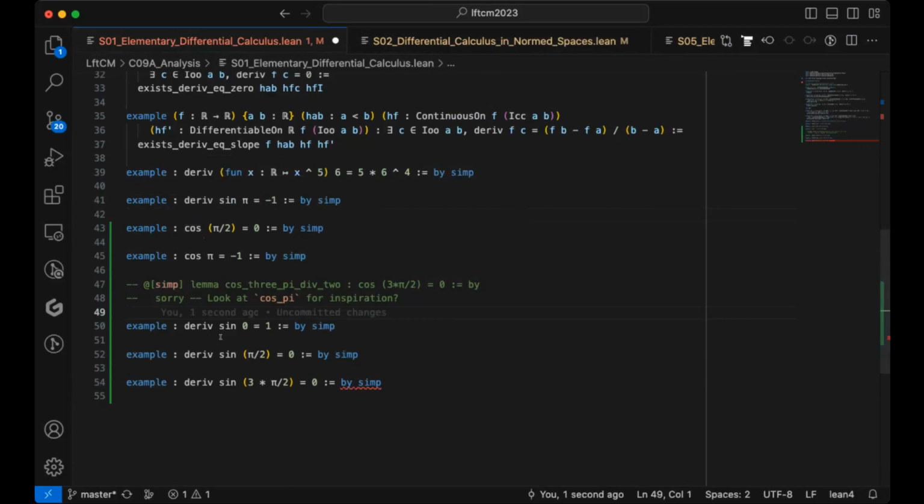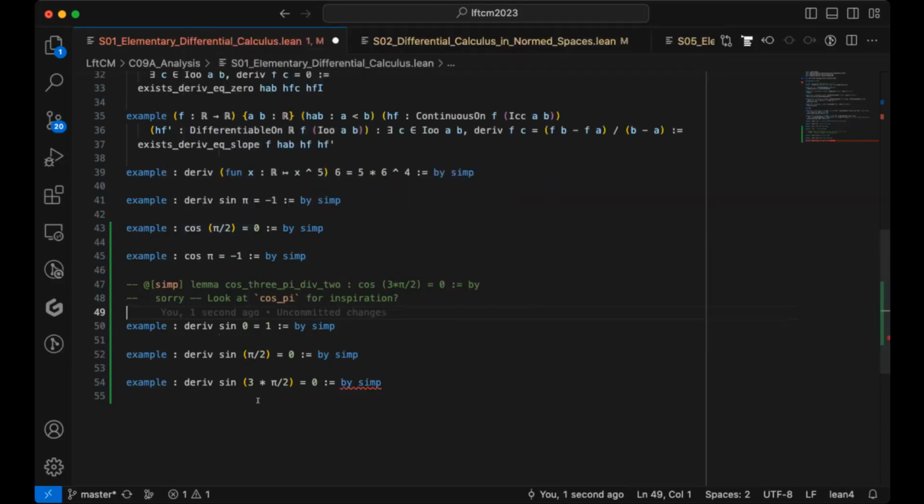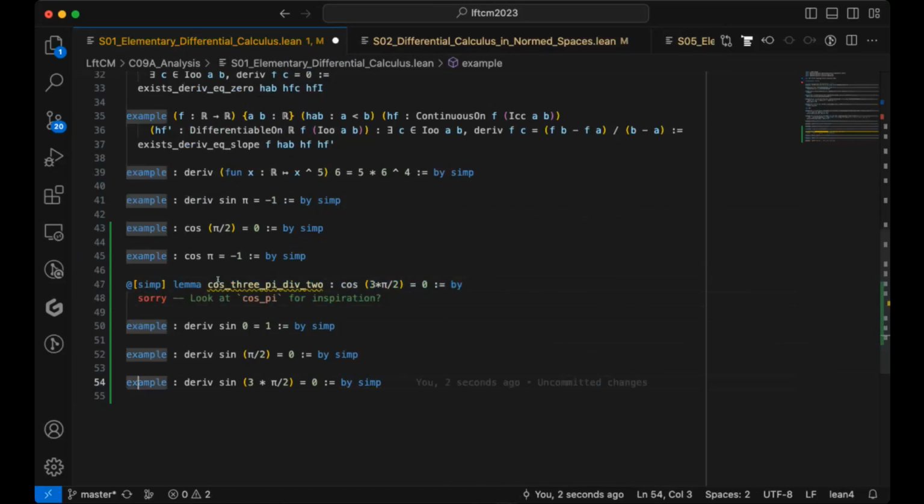Can I do the derivative of sine at 0? Yes. Can I do it at pi over 2? Yes. I can do it at pi because that's the example that we had in line 41. What about 3 pi over 2, the last candidate? And this fails, but you can just add the missing simple lemma. Now I need to prove this lemma, but this is not a lemma about differentiation. This is just a lemma about the value of cosine. And now look, this was a failure a moment ago. Now this works, so it's picking up my new simple lemma.